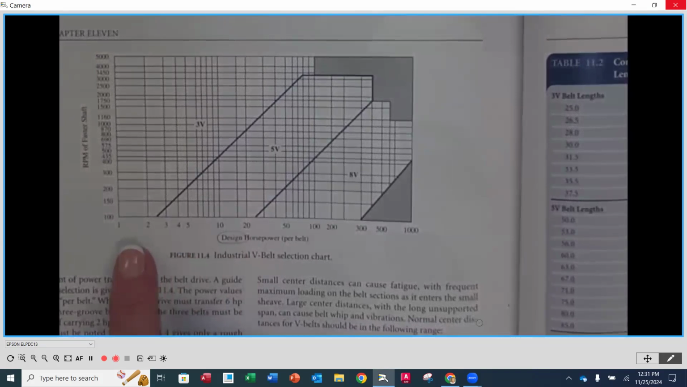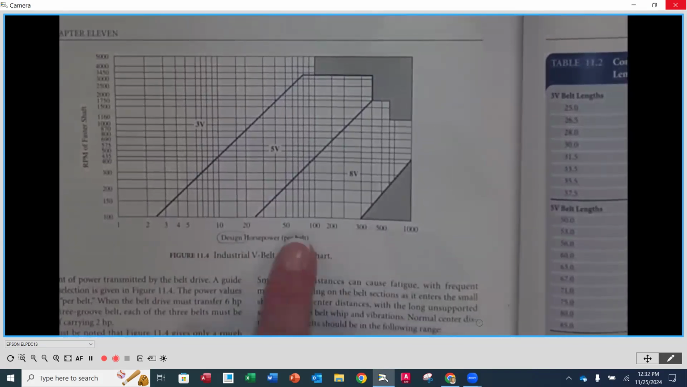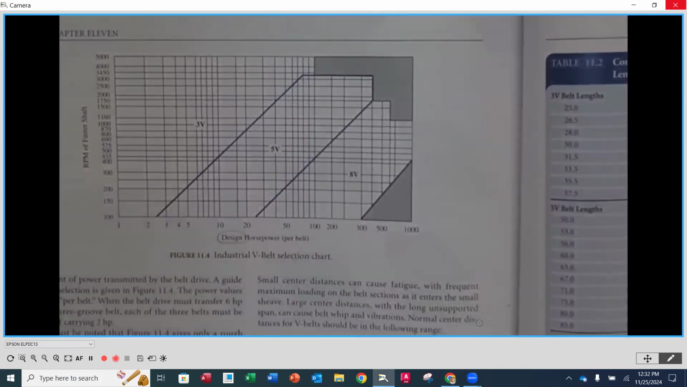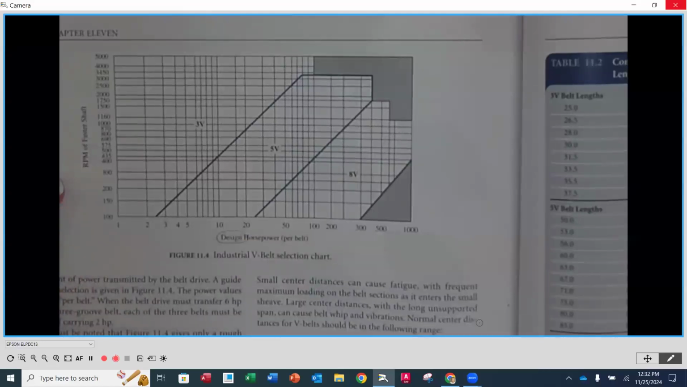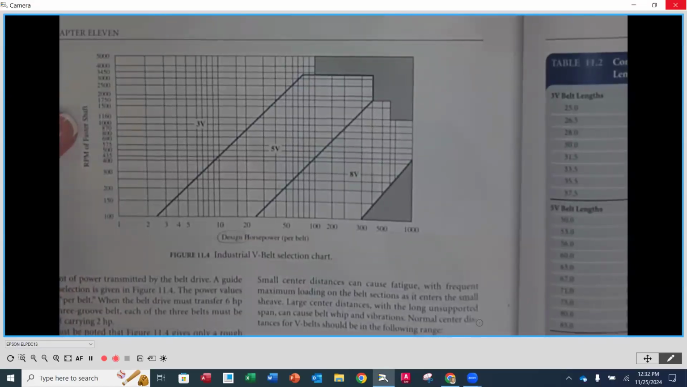Well, anyway, as we look here, you're going to notice along the bottom, this is going to be your horsepower value coming off of your motor. So if an application says you have a 20 horsepower motor, that means that that's going to be delivered to the application through our belt. So we're going to find where number 20 is. We're going to follow that line then up to what corresponds to the RPMs or the speed of the faster sheave.